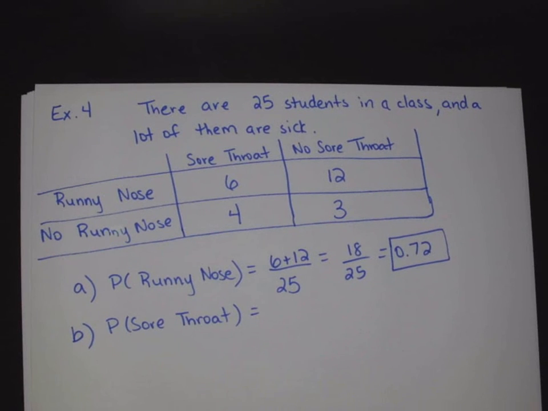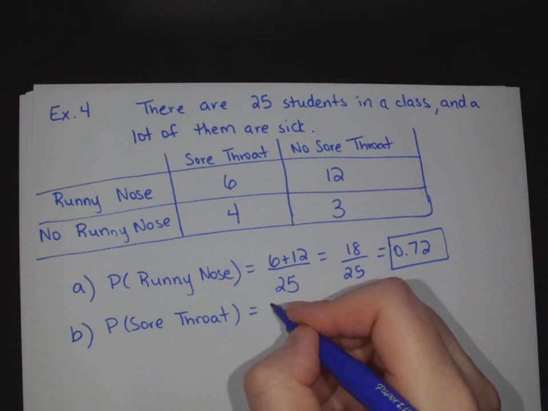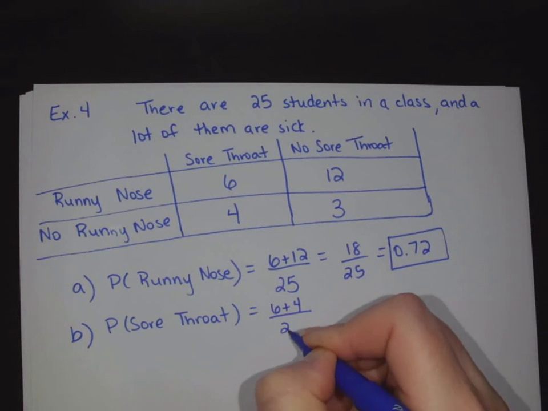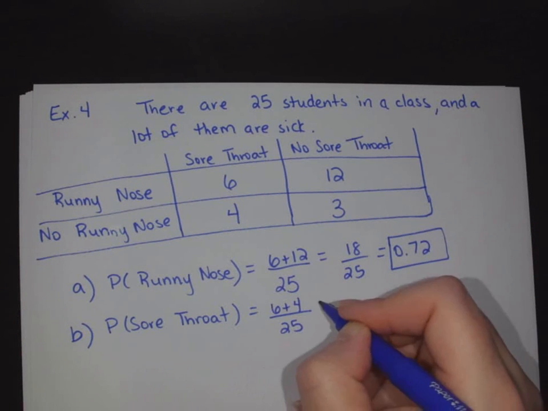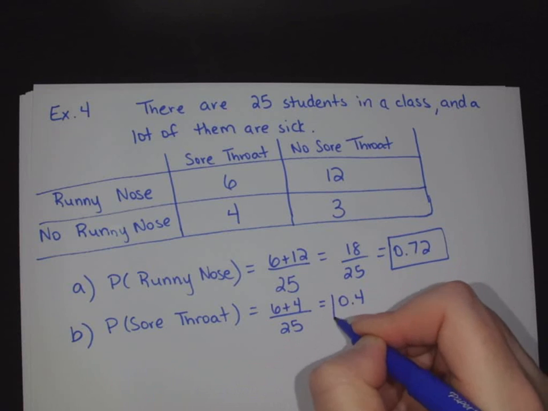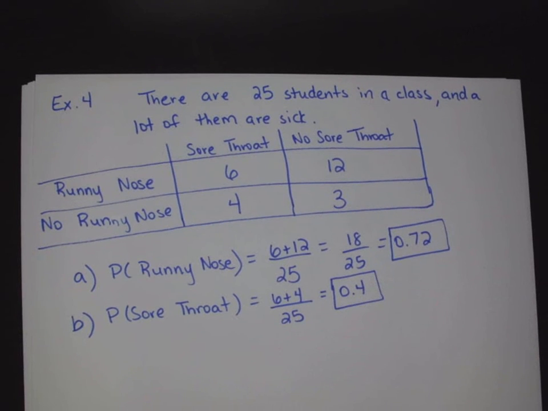So what about the probability of sore throat? If you look up at the chart, notice sore throat is the column, right? So you would do 6 plus 4, but again, it's over 25. So you end up getting 10 over 25, which is 0.4 or 40%.